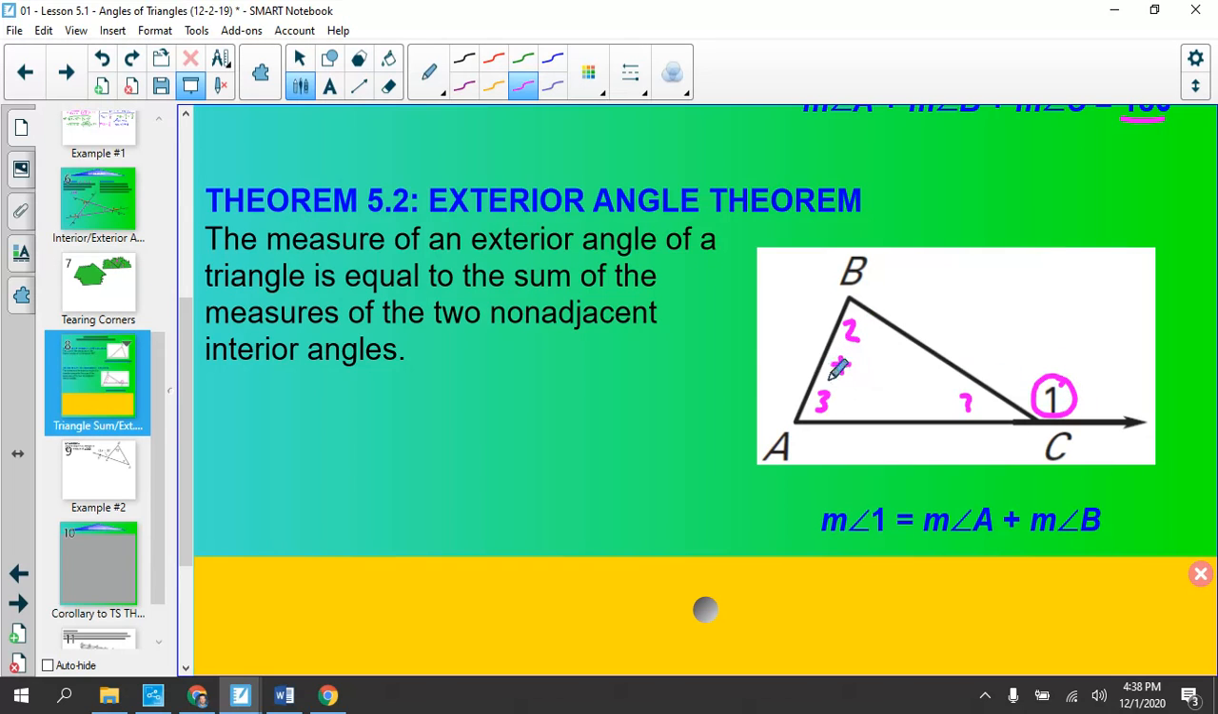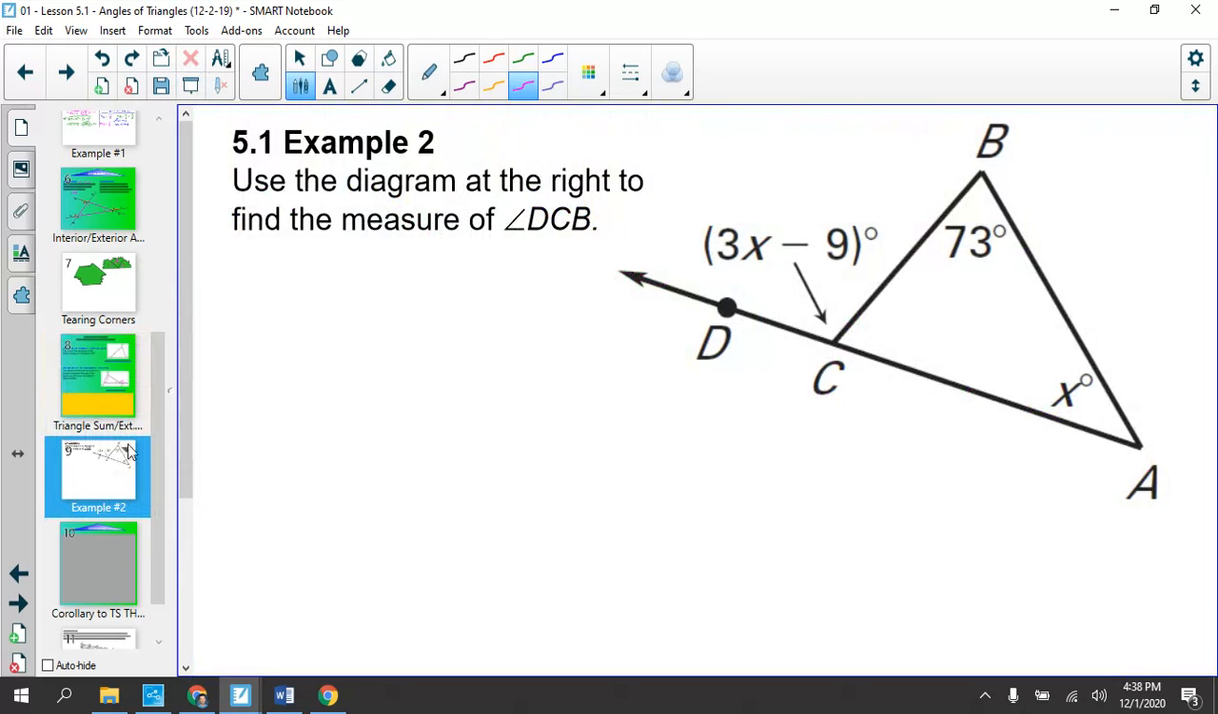I could use this one to maybe help me find one of these 2. So that's definitely worth adding, the exterior angle theorem. An exterior angle measure is equal to the sum of the triangle's 2 non-adjacent interior angles. Let's look at an example that maybe involves that.